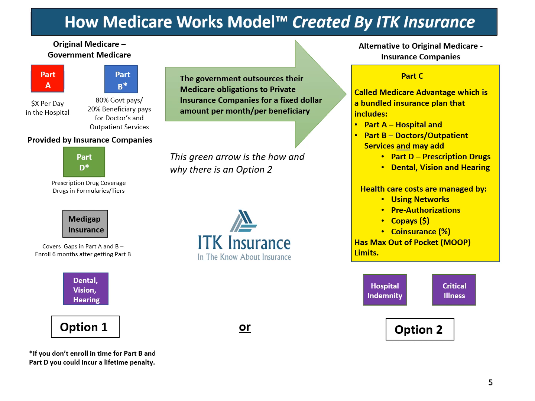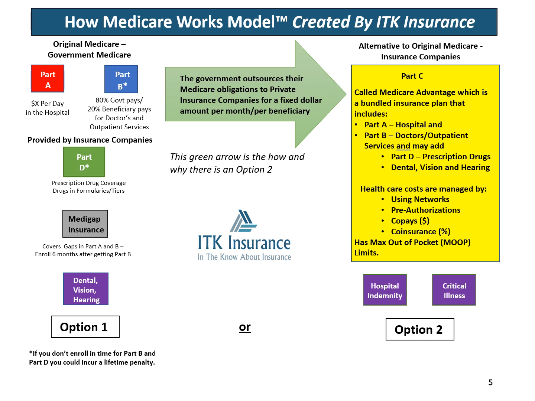So the missing piece of this Medicare puzzle is that green arrow. And the reason I put it there is because as I was studying this and trying to get my hands around how to depict it for people, the green arrow is the how and the why there is an option two, and it's affordable for people as far as the premium, is because the government is outsourcing their Medicare obligations to private insurance companies. What do I mean by that?